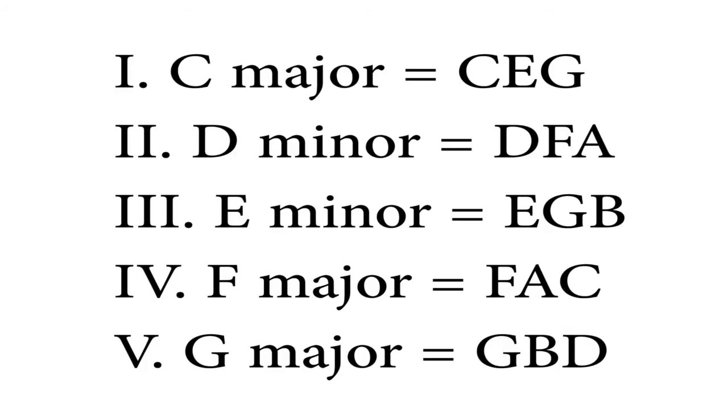Let's check our first 5 chords so far in the key of C major. Chord 1 is C major, C, E, G. Chord 2 is D minor, D, F, A. Chord 3 is E minor, E, G, B. Chord 4 is F major, F, A, C. And chord 5 is G major, G, B, D.